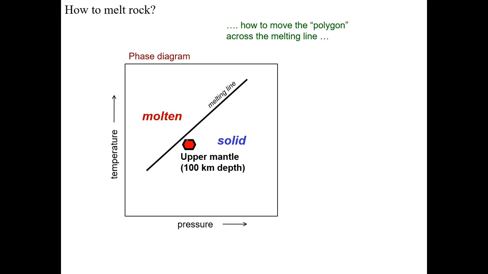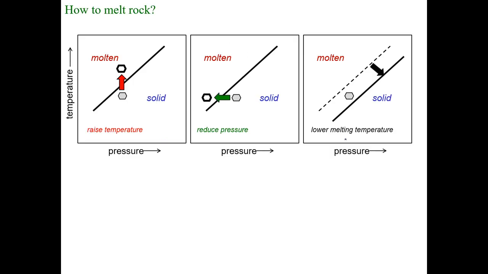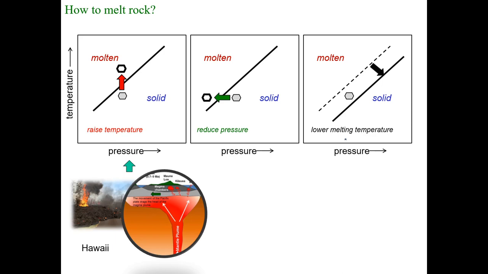So there are 3 ways to melt the mantle: raise the temperature, lower the pressure, or move the melting line. All 3 of those happen in real life. Raise the temperature, reduce the pressure, lower the melting temperature. In Hawaii, for instance, we have a hot spot. That's why there's so much volcanism there. It's because the temperature is relatively higher than other places. We therefore get a lot of melting and a lot of volcanoes.